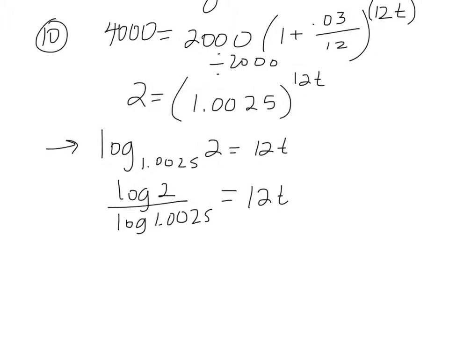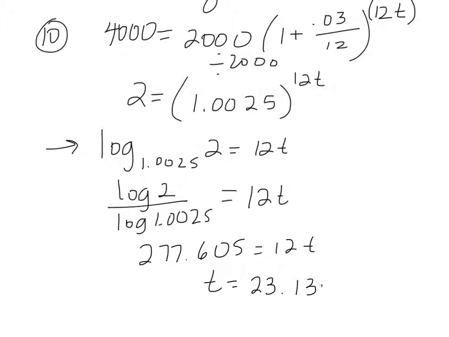So make sure you're checking along with me. You should get 277.605 equals 12t. So then divide by 12. So it would take her 23 years to double her investment. A long time.